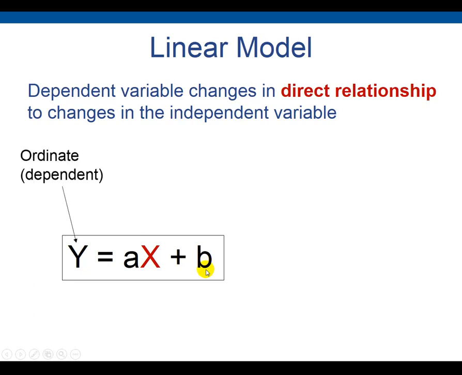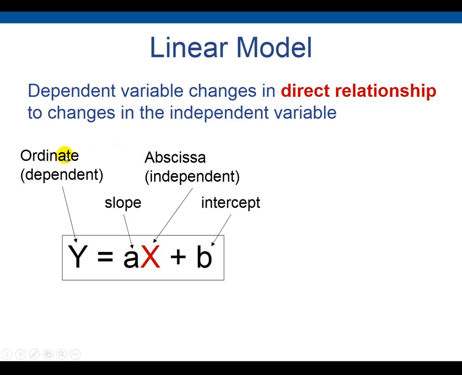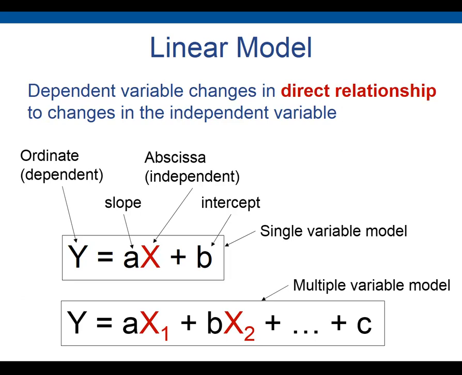So let's look at the terminology first. Y is, as I said, the dependent variable, and x is the independent variable. So abscissa and ordinate. A is the slope, b is the intercept. There is only one variable, that is x, so this is a single variable model. And this is a multiple variable model, y equals ax1 plus bx2 plus dot dot dot c. So this is a multiple variable model.